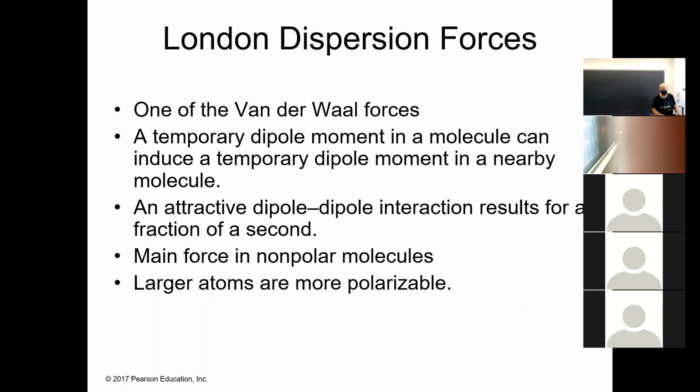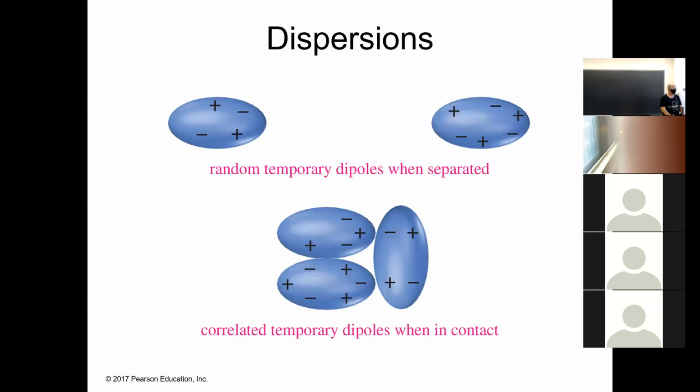London dispersion is also a type of dipole-dipole force, but it is transient. Okay, it's a temporary dipole. There's a random distribution in a nonpolar molecule. There's a random distribution of high and low electron density. And as molecules approach, they can induce a temporary dipole in a nearby molecule.